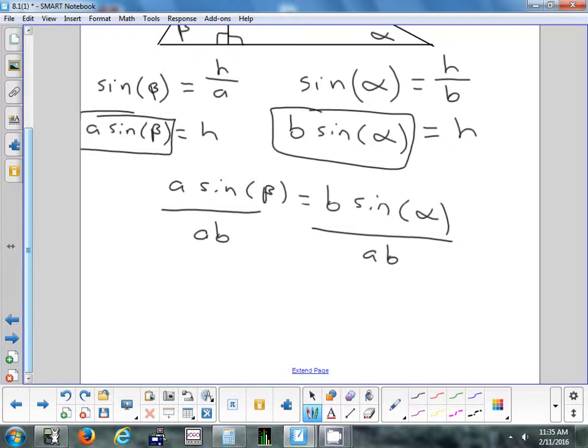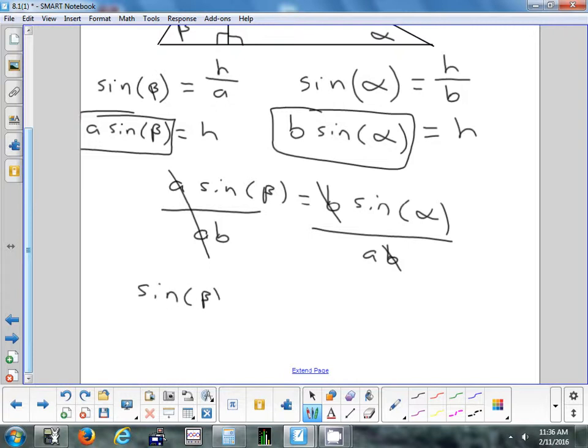Well, this is a triangle. It's impossible for the length of a side to be 0. So you don't have to worry about A or B being 0. So what would cancel on the left? What would cancel on the right? B. Okay, and that's basically the law of sines. Okay, the first two parts of it.